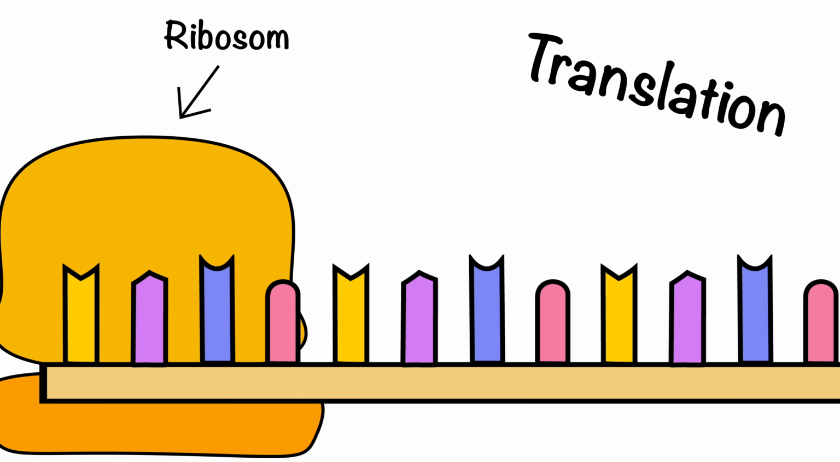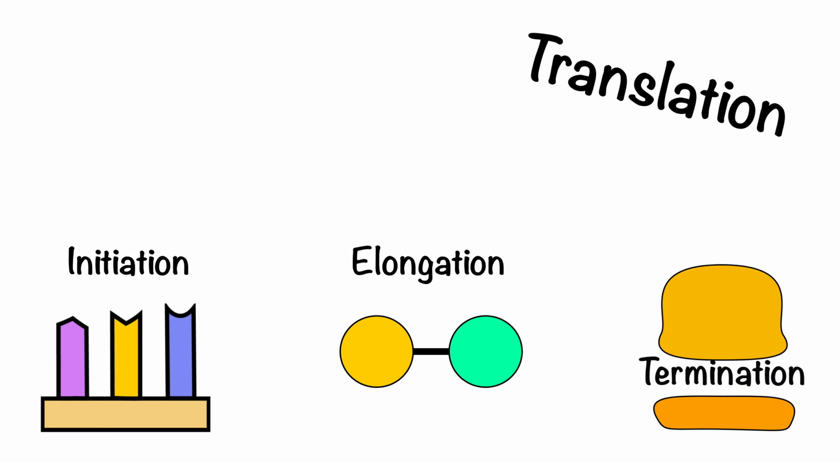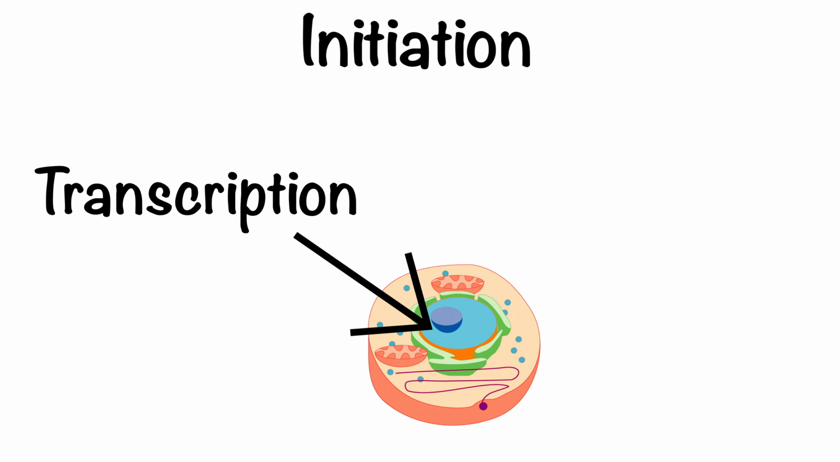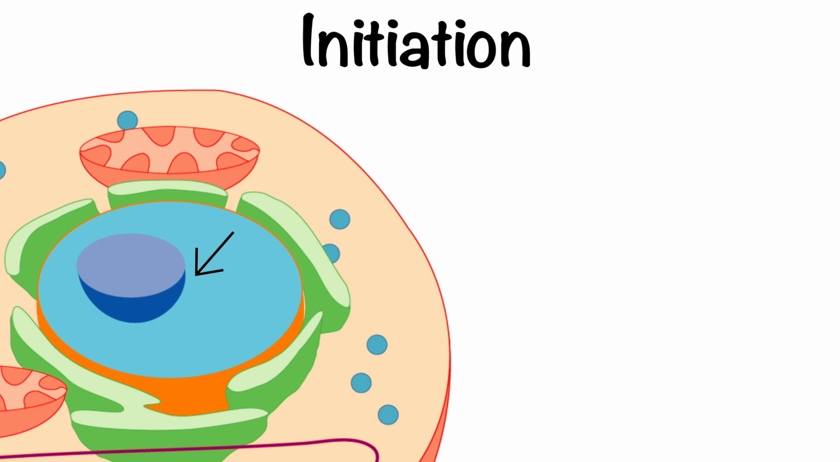Translation. Translation is the second part of the process in which the genetic code in mRNA is read to make protein. Translation occurs in three stages: initiation, elongation, and termination. Initiation: after transcription in the nucleus, the mRNA exits through a nuclear pore and enters the cytoplasm.